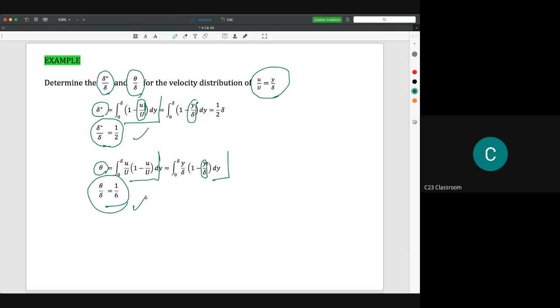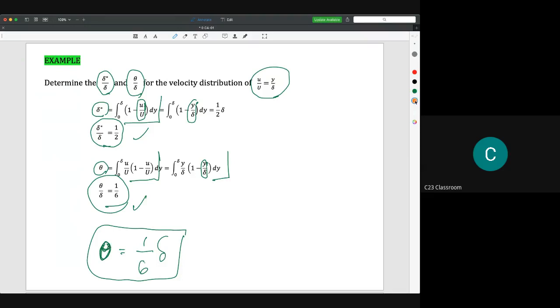But sometimes the question asks you to substitute theta equal to 1 over 6 delta, because in certain calculations they ask you to determine the value of theta. And then you need to give it as 1 over 6 delta.